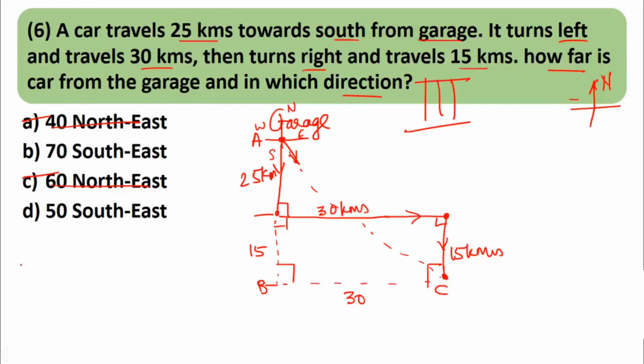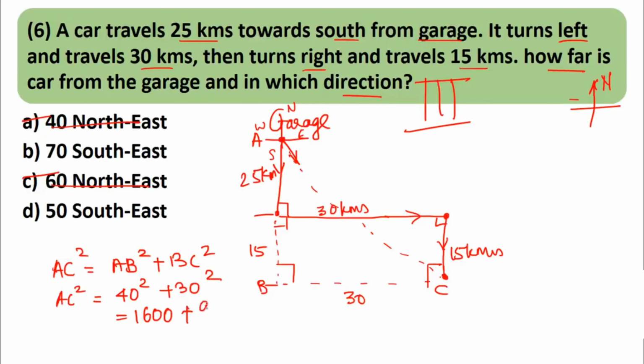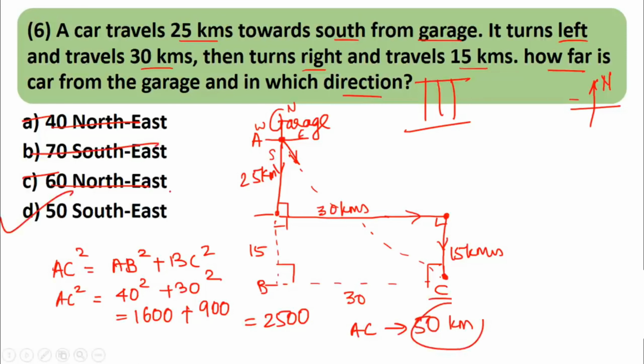BC distance is 30. So in this right angle triangle, hypotenuse square would be equal to AB square, that is side square plus the other side square. Hypotenuse square is AC square, correct? That would be 25 plus 15 is 40 square plus 30 square, that is 1600 plus 900 would be 2500, and now AC would be nothing but square root of 2500, that is 50 kilometers. So answer is D, southeast. Okay, 50 southeast. Moving to question number 7.